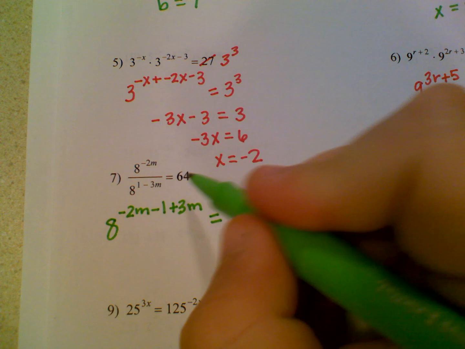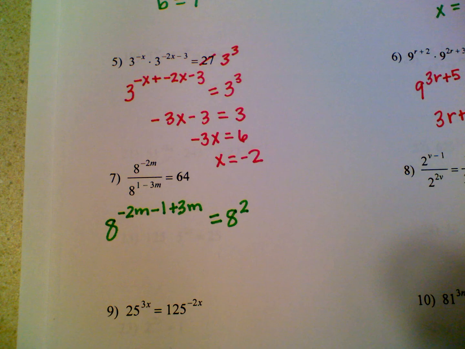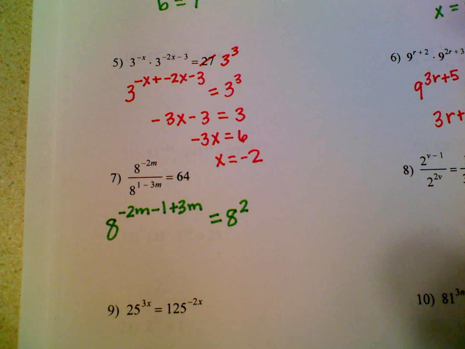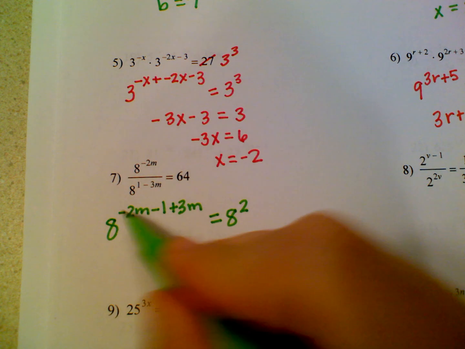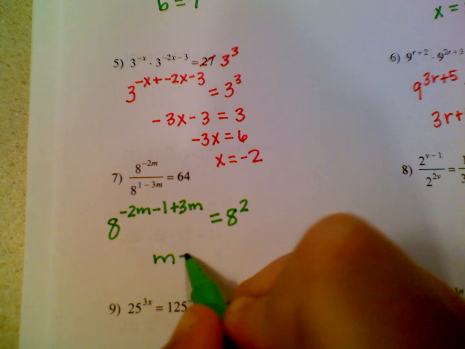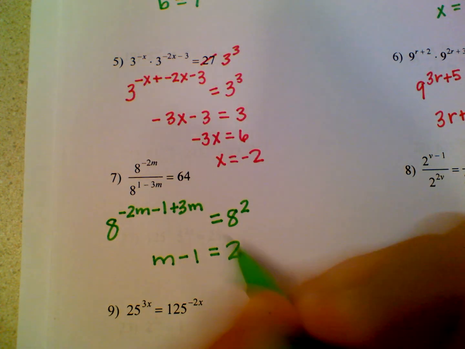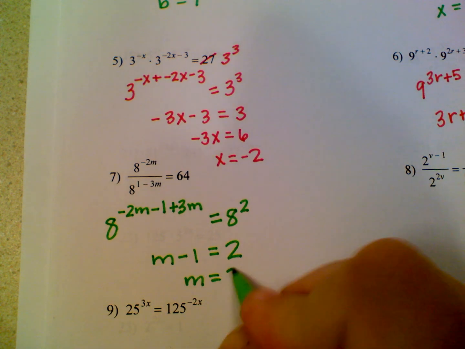All right, and then on this side, we have to manipulate the 64. Well, 64, that's 8 squared. And so now I have 8 to a power equals 8 to a power, so I can say those two powers are equal. And you can go ahead and combine some like terms as you write them down as well. So I added the m's together. So m has to be equal to 3.